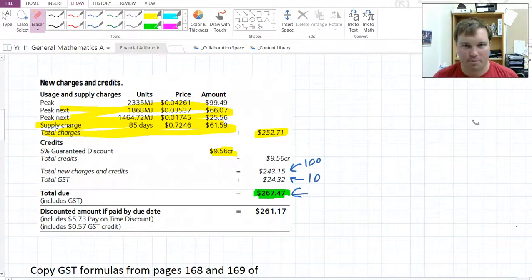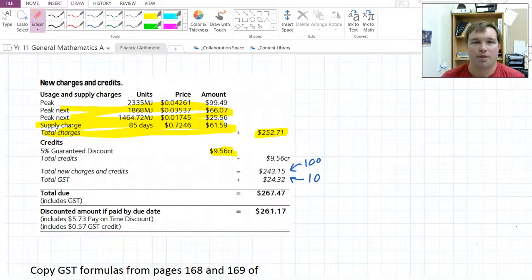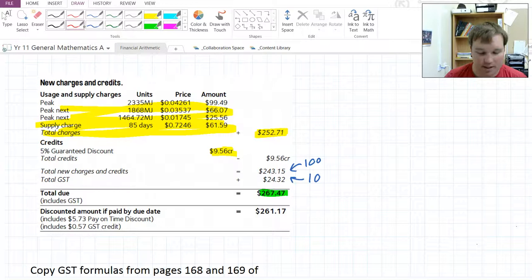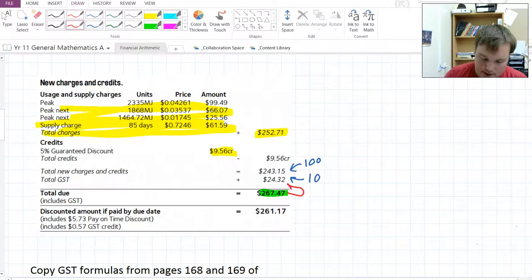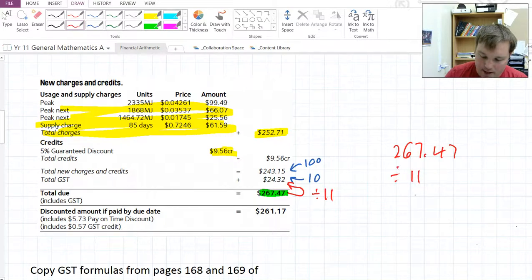Sorry, technical mishap. We're back in business. Apologies. What I was trying to say is explain how to go from a final amount back. And the way we do this, I'm making it sound much more complicated than it really is. To go from here to there, you divide by 11. So if you take 267.47 and somebody asks you, well, what portion of that is GST? You divide it by 11, and that will give you $24.32. And that is the GST component.